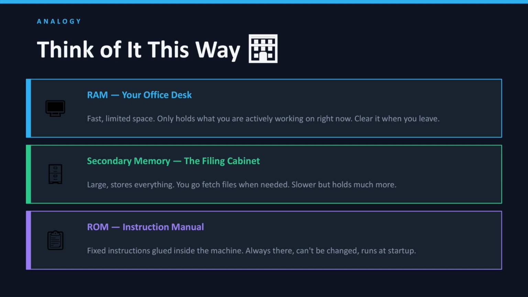Let me give you a simple analogy to make this stick. Think of RAM as your office desk. It's fast, right in front of you, but limited in space. You only keep what you are actively working on right now. Secondary memory is like a filing cabinet. It holds everything, all your files, all your documents, but you have to walk over and fetch things from it, which takes more time. And ROM is like an instruction manual that's glued inside the machine. It's always there, you can read it, but you can't change it. Keep this analogy in mind, it makes the whole concept much easier to understand.